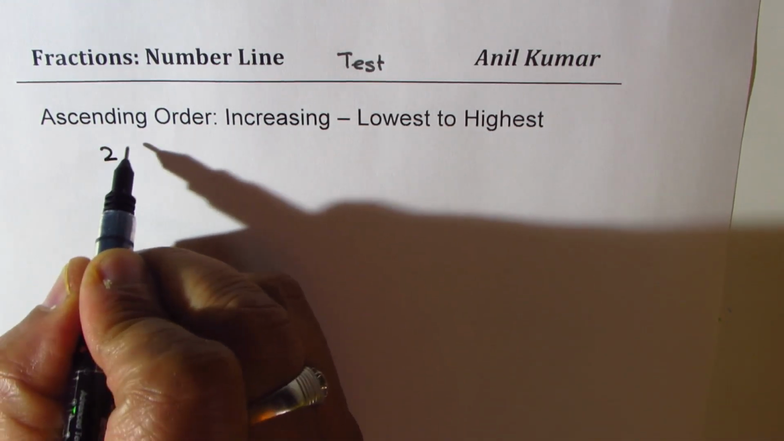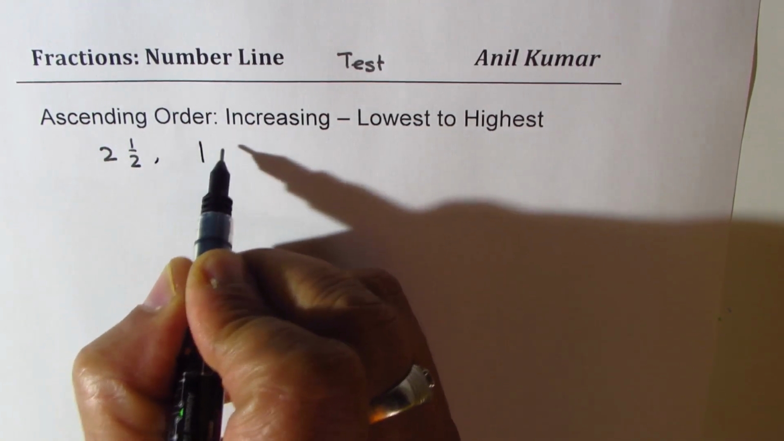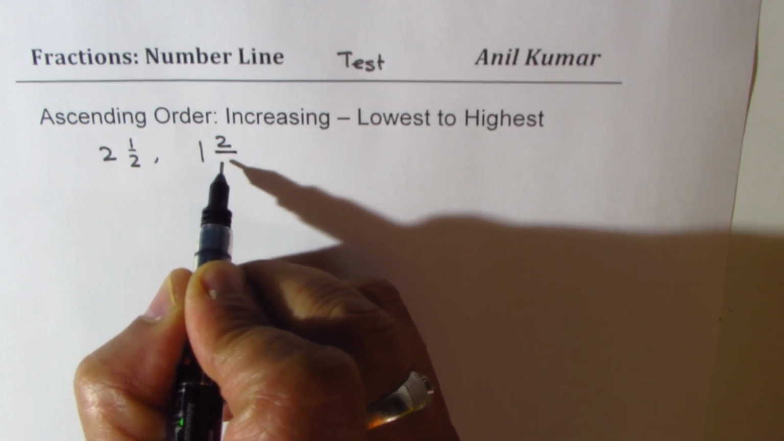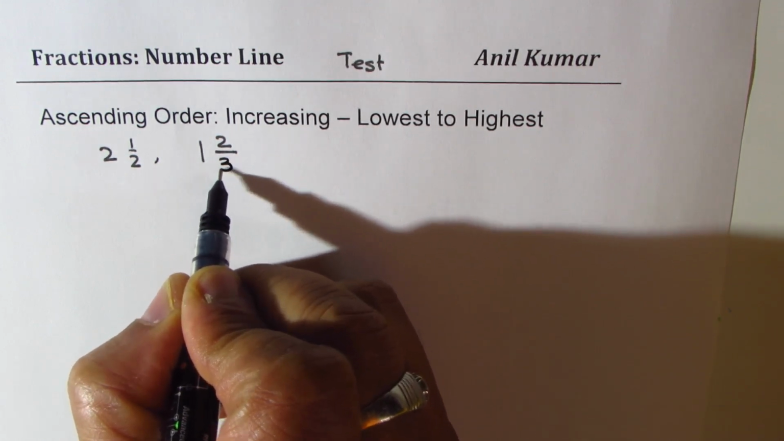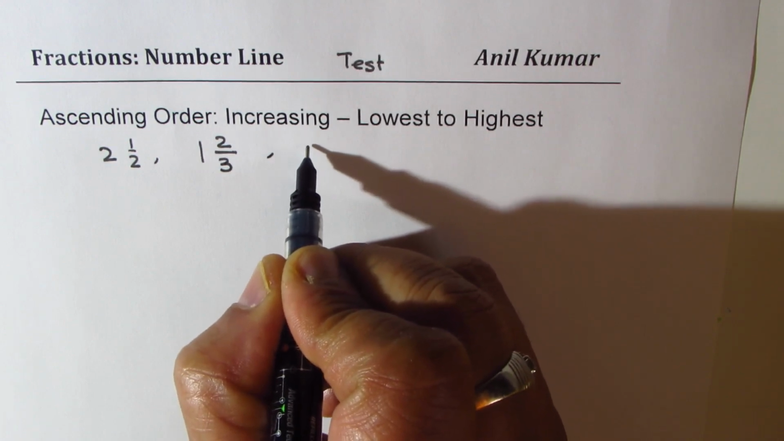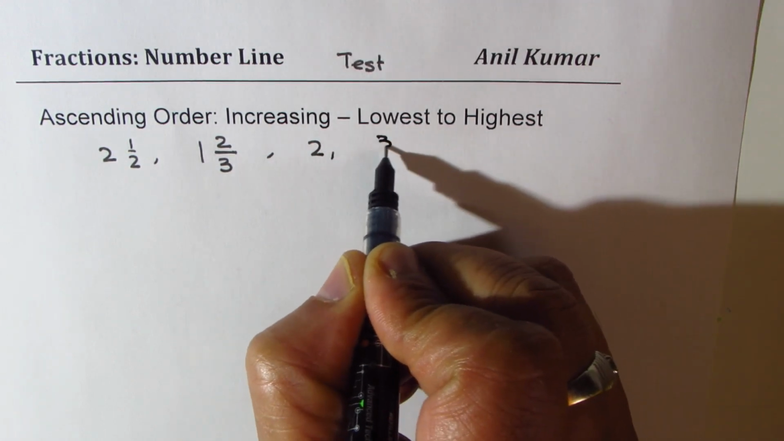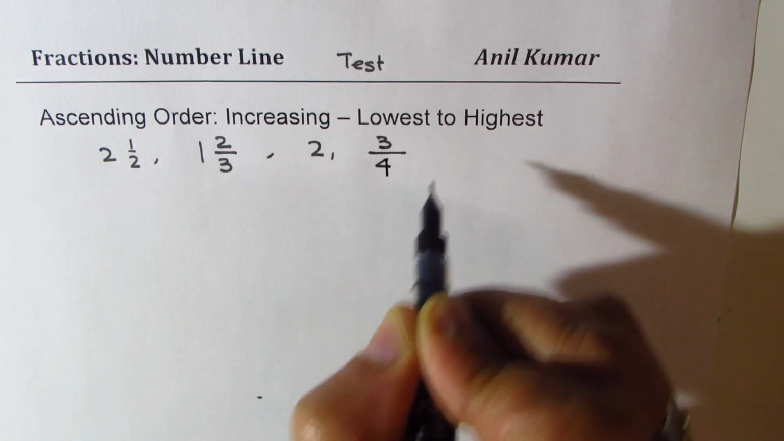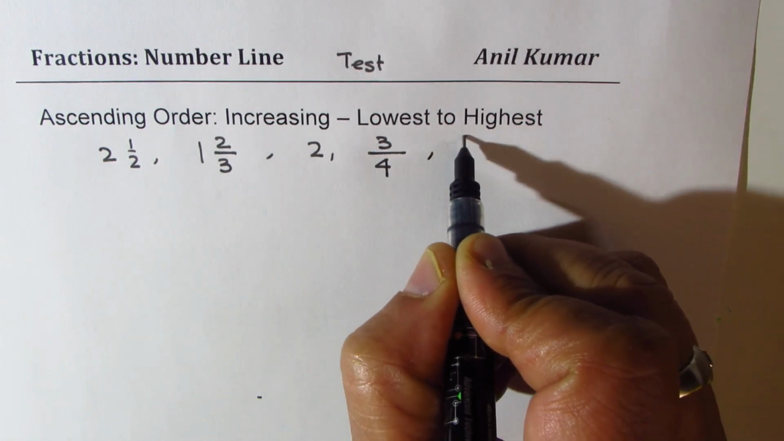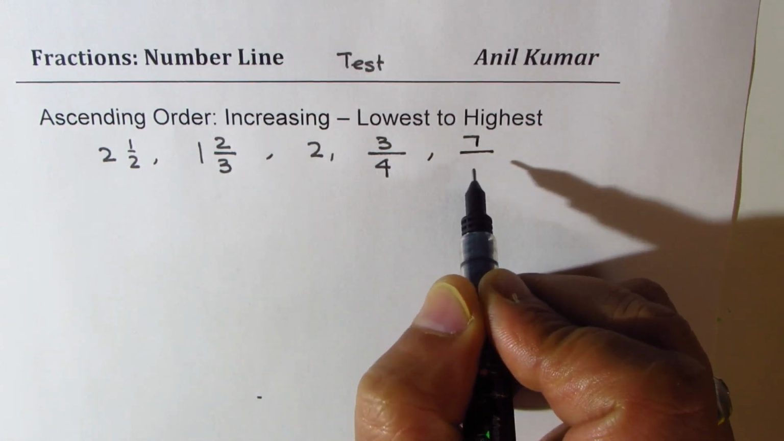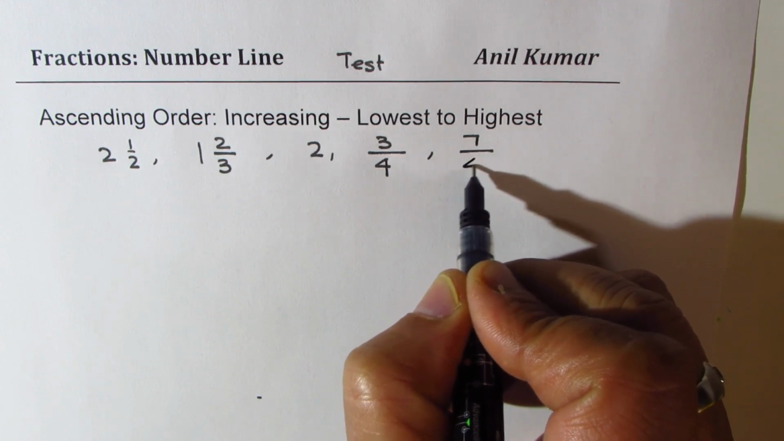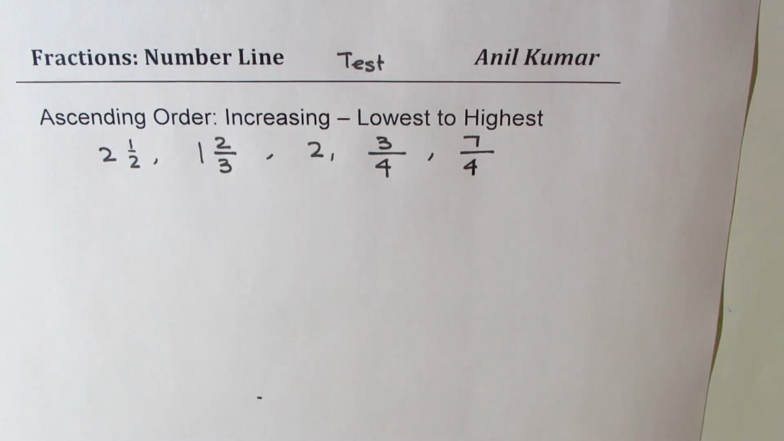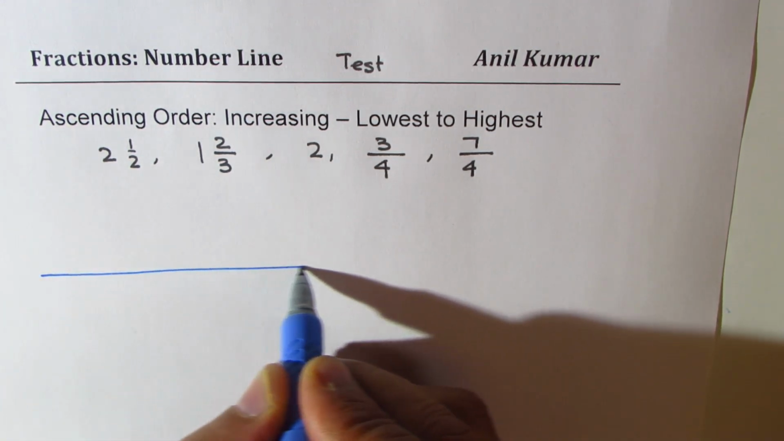So my numbers are, let's say 2.5, 1 2 over, let's say 3. The number 2 itself, 3 over 4. And let me write one number like this, 7 over, let us say 7 over 4. Okay, so these are my 5 numbers. You have to arrange them in increasing order.